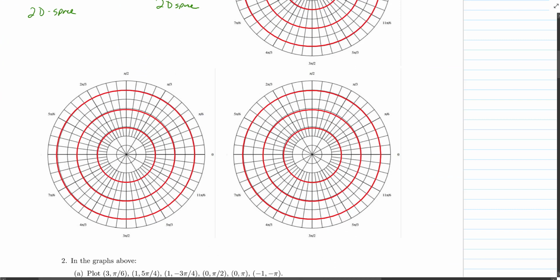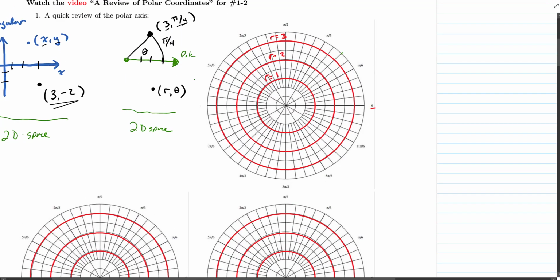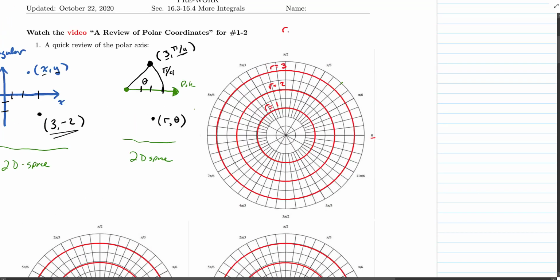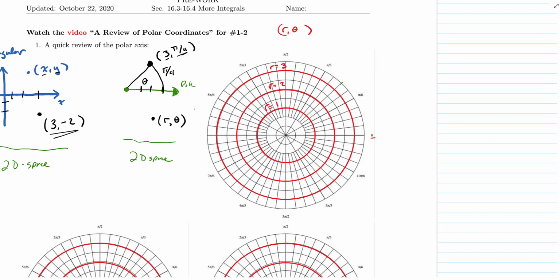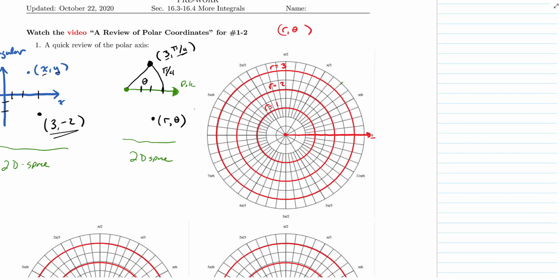Let's go ahead now and plot some points on this coordinate system. The first one I want to plot is the ordered pair 3, pi over 6. It's really important to keep in mind that these ordered pairs go like r, theta. The way we could think about getting to this position is we're going to go out 3 units along our pole. The pole's not very well highlighted here, but this is our pole in our polar coordinate system. So we're going to go 3 units along the pole.